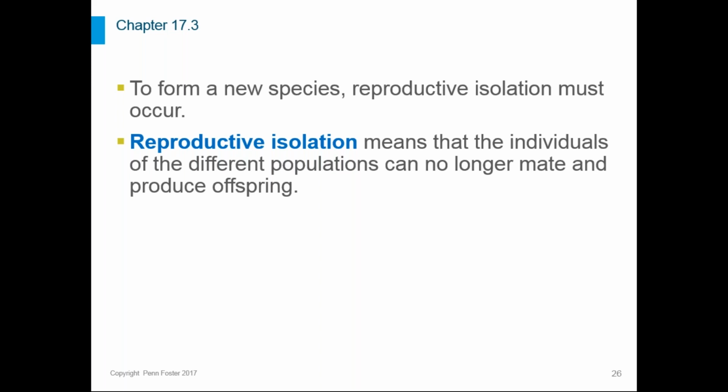So again, we talked about things shifting certain traits. Maybe they are changing to a different color. Maybe they're getting taller or shorter, or the birds are getting bigger or smaller beaks. But they haven't created new species. So to be a new species, you have to have reproductive isolation, meaning that the individuals of that population can no longer mate with the other ones from a different population and produce offspring. They've created a brand new species.